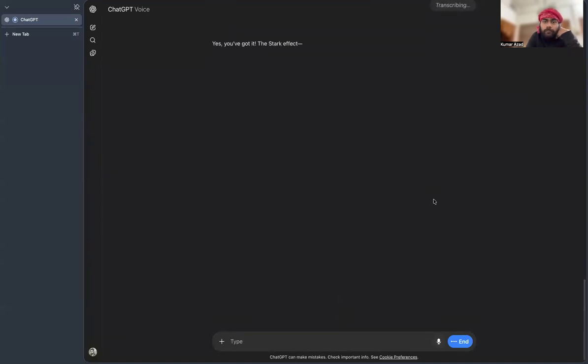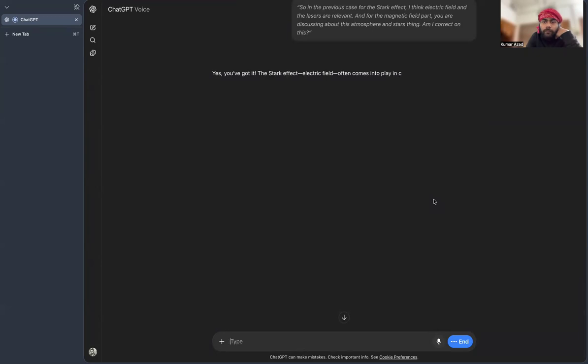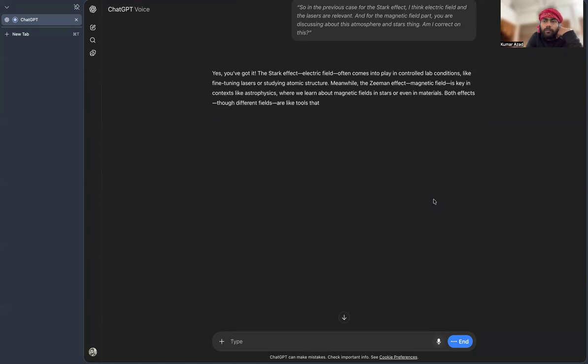Yes, you've got it. The Stark effect, electric field, often comes into play in controlled lab conditions, like fine-tuning lasers or studying atomic structure. Meanwhile, the Zeeman effect, magnetic field, is key in contexts like astrophysics, where we learn about magnetic fields in stars or even in materials. Both effects, though different fields, are like tools that help us decode the subtle inner workings of atoms across different environments.